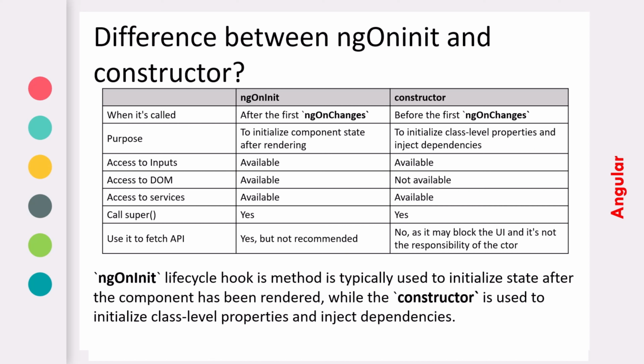What is the difference between ngOnInit and constructor? The ngOnInit lifecycle hook is a method typically used to initialize state after the component has been rendered. The constructor is used to initialize class-level properties and inject dependencies. ngOnInit has access to the component's inputs and DOM. The constructor does not have access to inputs and DOM elements.